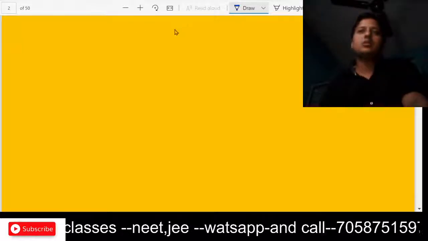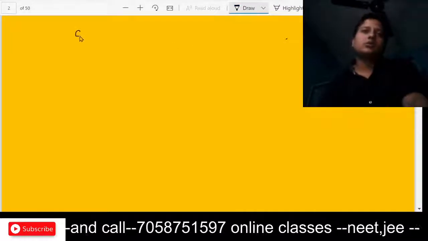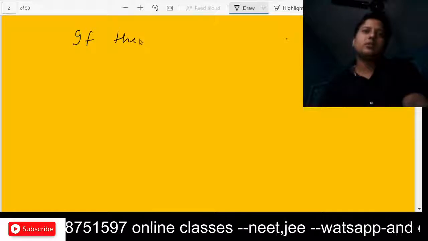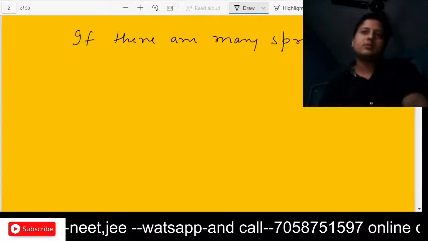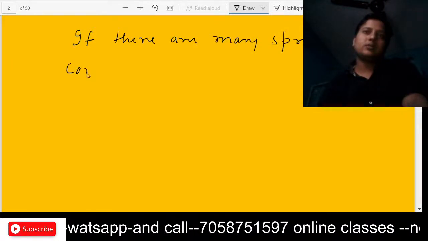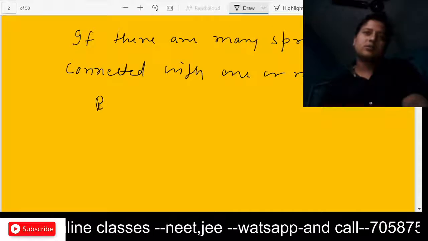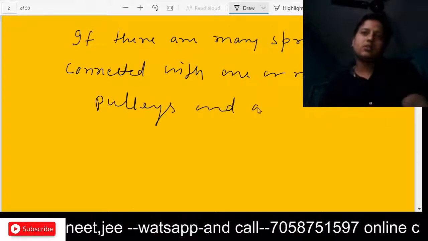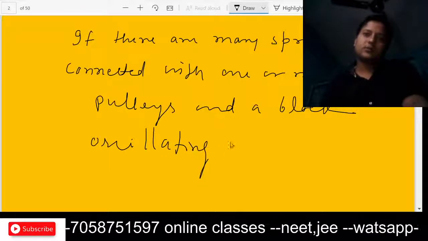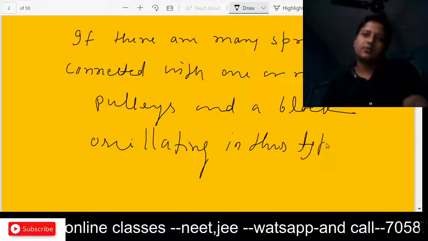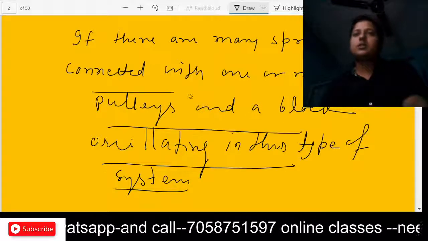In this session we are talking about a spring block system, where there are many springs connected with one or more pulleys and a block oscillating, and we have to calculate the time period.